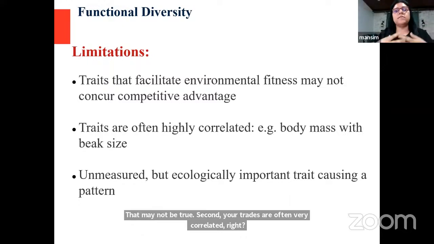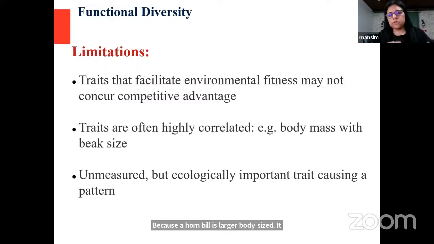Because a hornbill is larger body sized, it also has larger beak sizes, whereas your warblers have smaller body size and smaller beak sizes. So when you look for the effect of environmental filtering, you don't know whether it has actually acted on body size and you're just seeing the effect on beak size, right? So that may be a problem because now your traits are not giving you the correct information that they should.